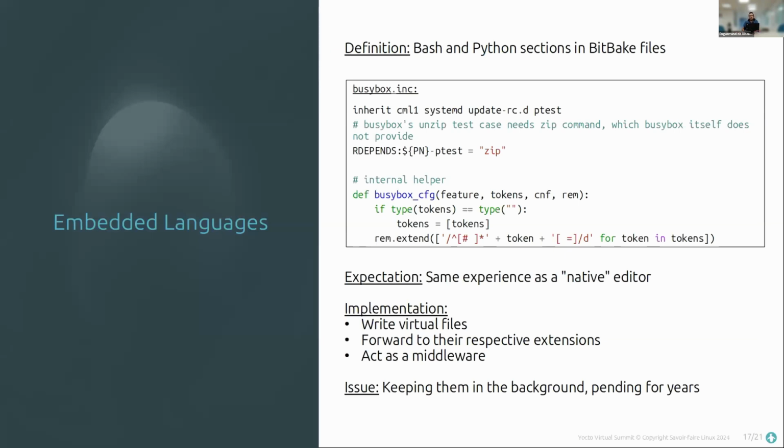We have also embedded languages. We presented that last year, so I'm going to be very brief on that. Basically, by embedded language, I mean, of course, the Bash and Python parts of Bitbake files. So natively, Visual Studio Code is not going to understand these are Bash or Python sections. So we need to pass those sections to the respective Bash and Python extensions. So what we do is, behind the scenes, we write some virtual files, which are excerpts from your Bitbake recipe with just the Bash or Python code.